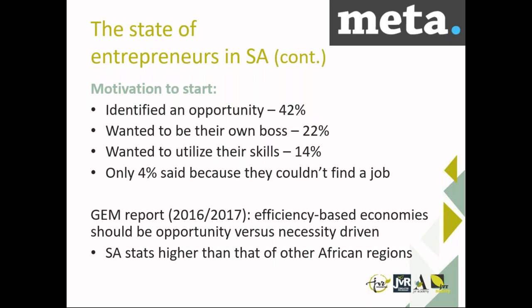And if we look a bit broader, the Global Entrepreneurship Monitor report, the GEM report for 2016-2017, stated that efficiency-based economies, like South Africa, should rather be opportunity-driven than necessity-driven. And that is very much reflected in what we see in this survey, where almost half of the sample identified an opportunity, but only a very small percentage of the sample started out of necessity.